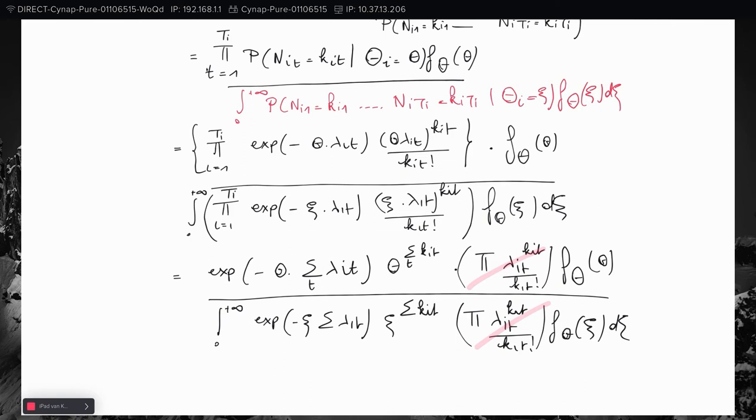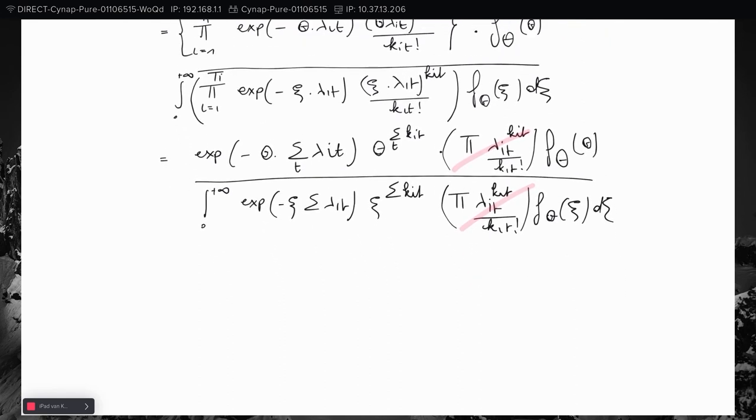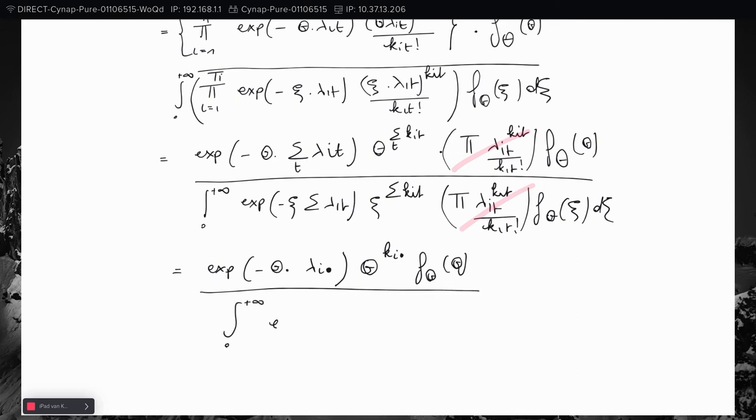So you can see this as follows. You can say, okay, that is in fact the exponential of minus theta times the lambda I bullet, multiplied with theta to the power the k I bullet, and then I've got f theta evaluated in theta, divided by the integral from 0 to plus infinity. Like this.